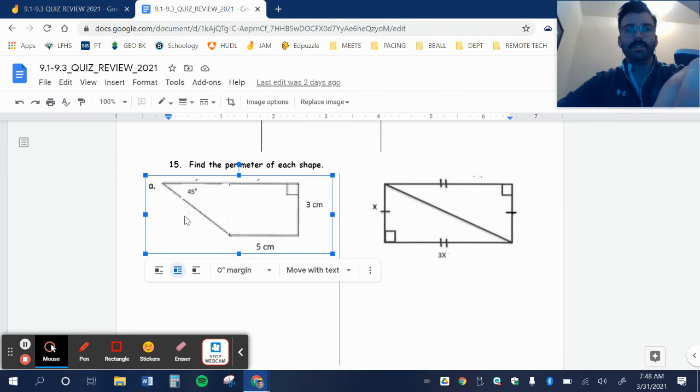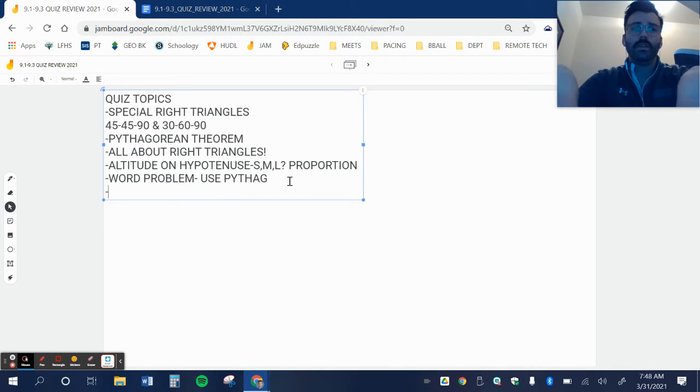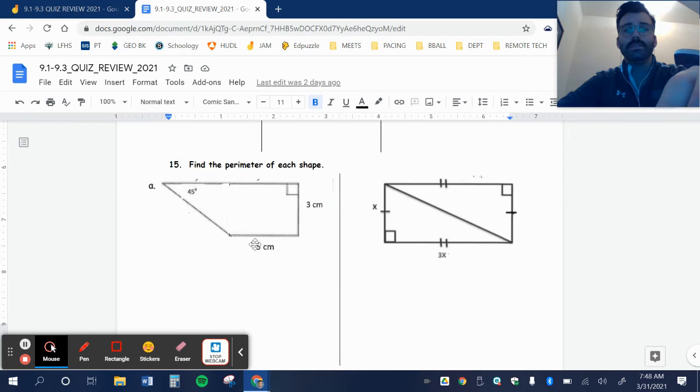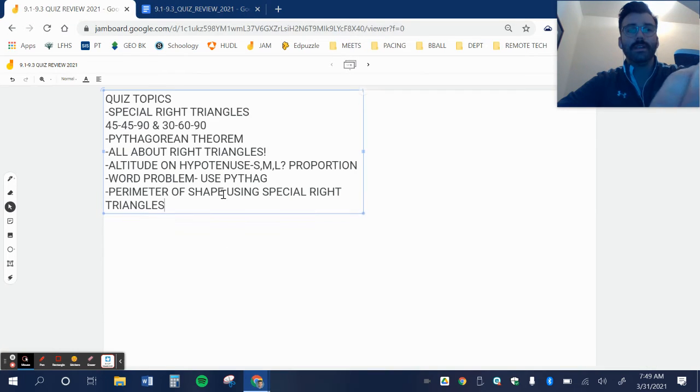And lastly, you'll see something like number 15, where we have to find the perimeter of a shape using special right triangles. Make sure to watch a video on this explanation. Remember, when you're talking about perimeter, you include the distance all the way around the shape. You don't include anything on the inside. It's a common mistake that people make. You won't see something like 15b, that's for sure. All the way around the shape, on the outside, nothing on the inside. It's a very common mistake.